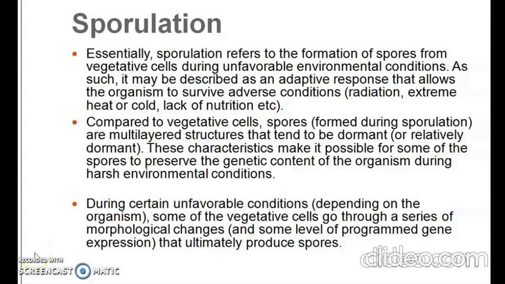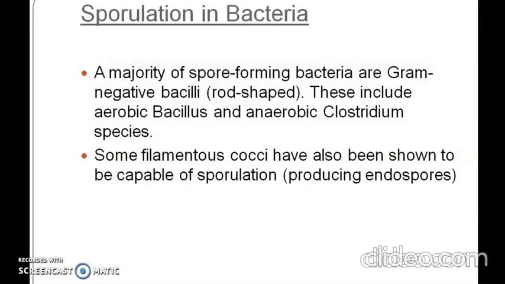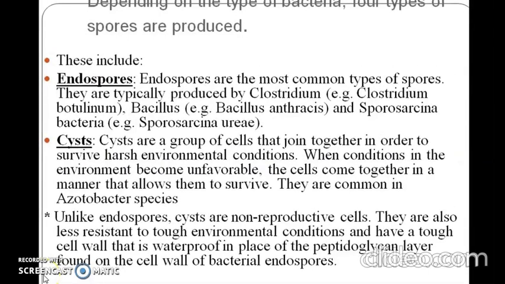During certain unfavorable conditions, some of the vegetative cells go through a series of morphological changes that ultimately produce spores. A majority of spore-forming bacteria are gram-negative bacilli. These include aerobic Bacillus and anaerobic Clostridium species. Some filamentous cocci have also been shown to be capable of sporulation. Depending upon the type of bacteria, four types of spores are produced.